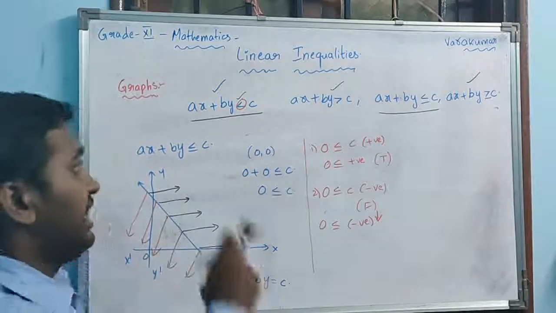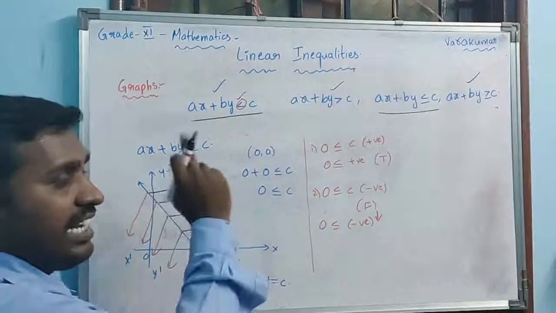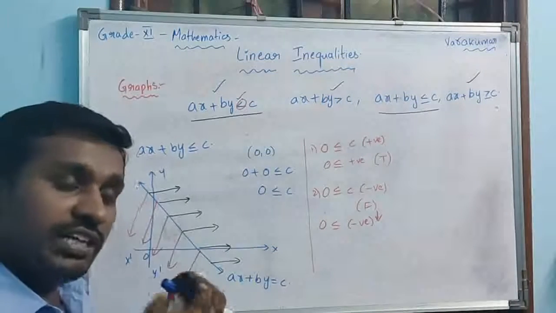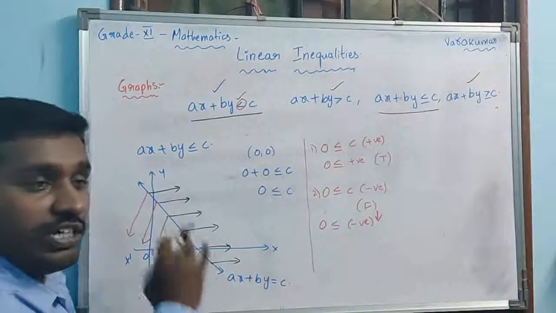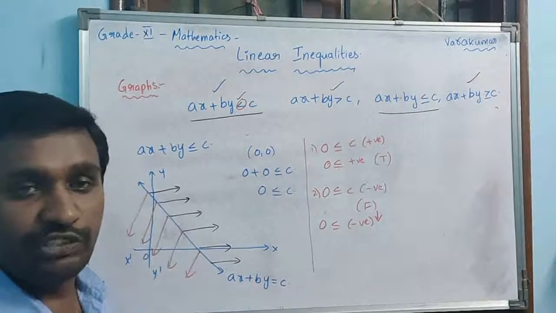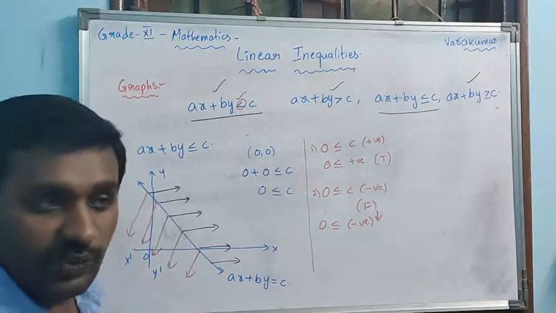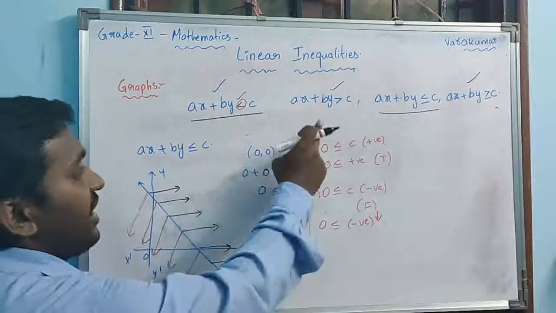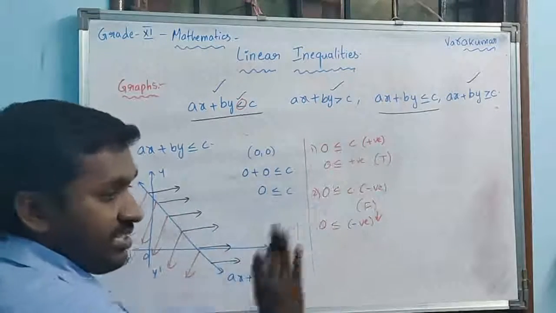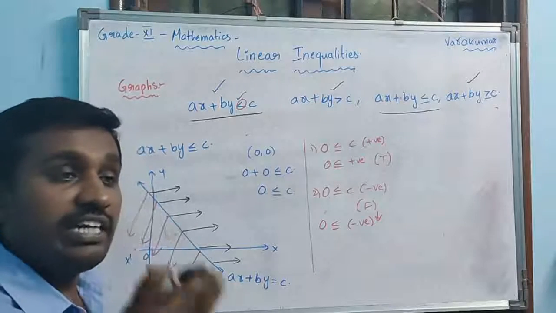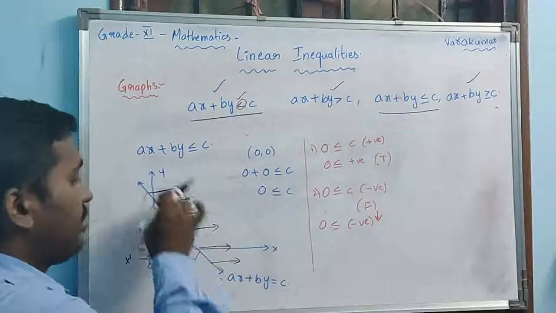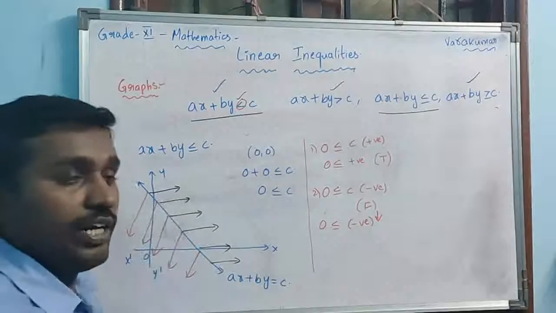And one more thing, less than or greater than, we should not touch the number line. If it is a thick line or dotted line, we can touch it, no issues, because those values are not included. Second thing, if it is false, we have to draw away from the origin. And if it is equal to, what we do, we can touch and draw it.